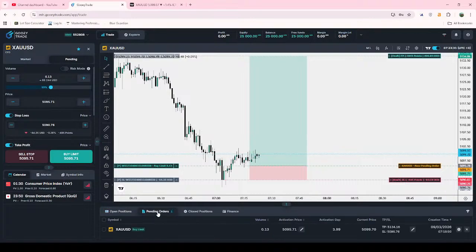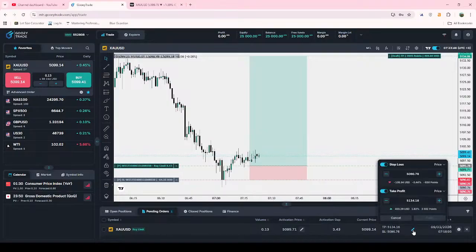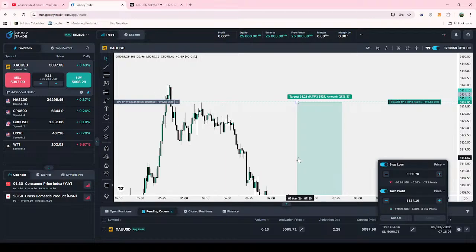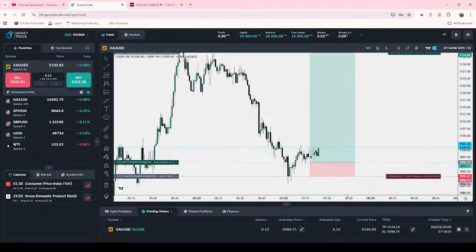We have a pending order of 0.13 lots with 1:7 RR, and we have risked around. How much have we risked? We have risked $64. Should we risk 1% so that we can complete our target in one trade? Now 6% is okay.